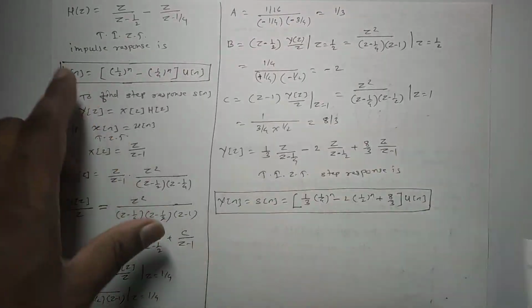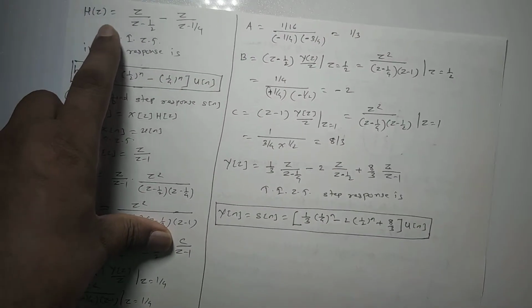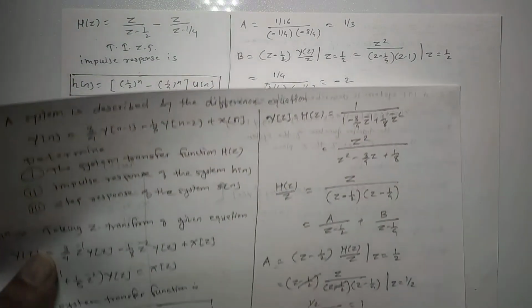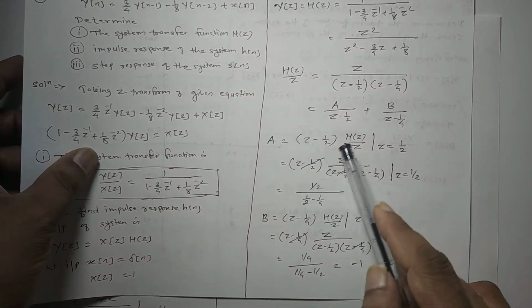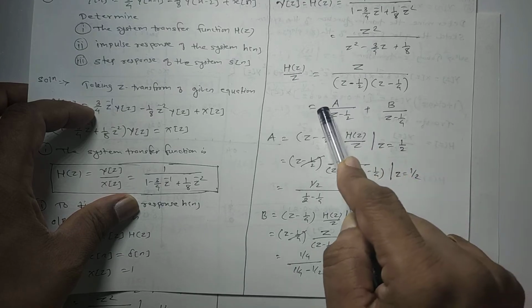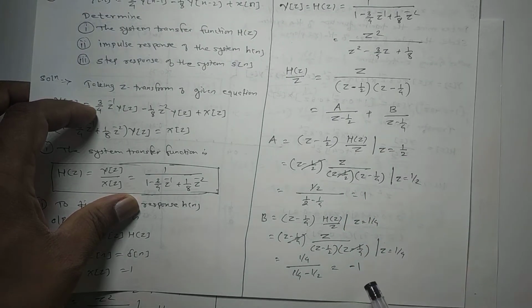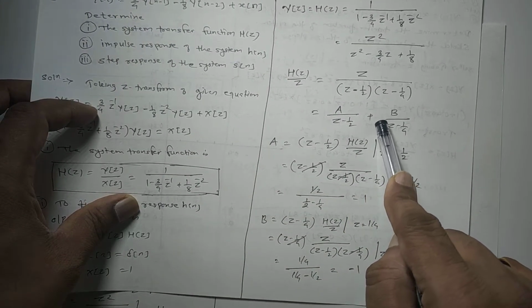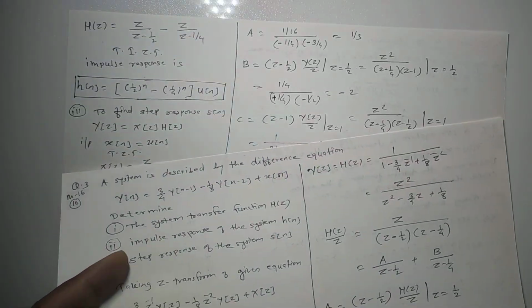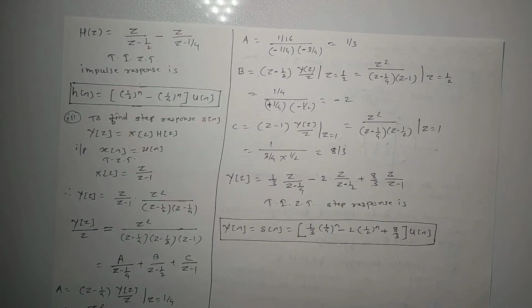Then we put these values in H(z) upon z. H(z) upon z is equal to A, which is 1, into z upon z minus half, plus B, which is -1, into z upon z minus 1 by 4, which is equal to this one. And then taking its inverse z transform, we get the impulse response h(n).